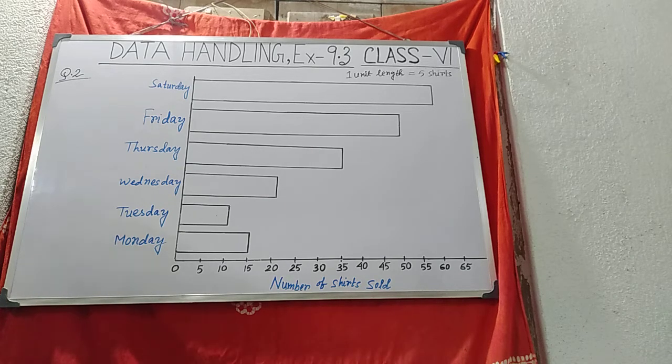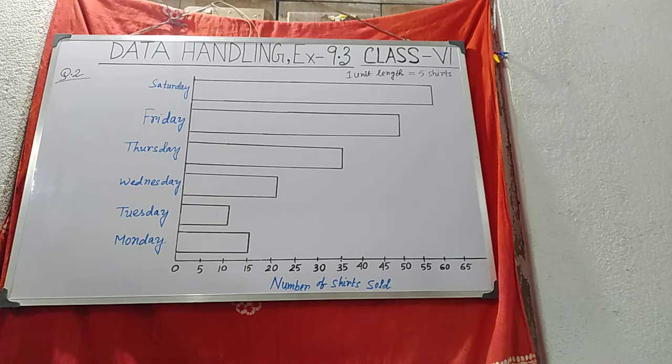Currently we are doing our exercise 9.3. This exercise contains problems related to bar graphs. We have already learnt about bar graphs, and we have also solved some questions regarding bar graphs. In our last class we completed question number 1 of this exercise, and today we are going to start from question number 2.